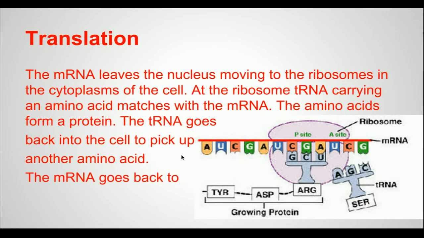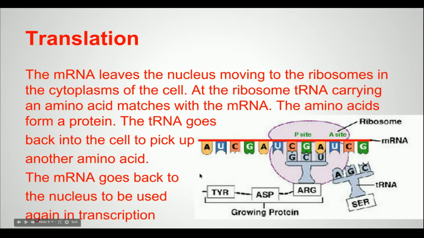The next thing that happens is the transfer RNA. This part here will drop off the amino acid, and then it will go out and pick up a new amino acid, go back to another ribosome and try and match up. The messenger RNA will break apart and go back to nucleus, and then it is reused again in transcription. So messenger RNA goes back and forth between the nucleus and the ribosome, and the tRNA goes into the cytoplasm to pick up an amino acid, takes it over to the ribosome, and matches it up to the messenger RNA, drops off the amino acid into the protein, and then repeats this over and over again.